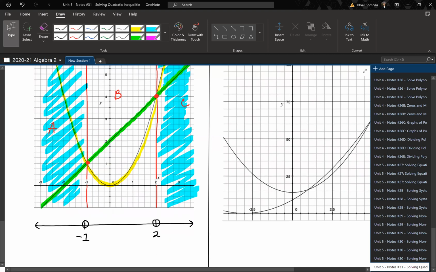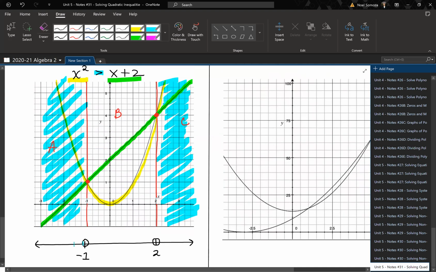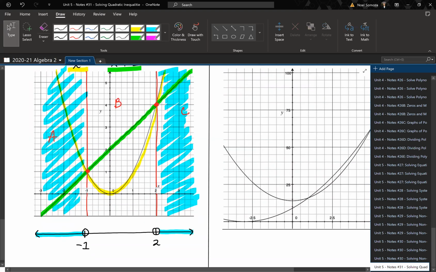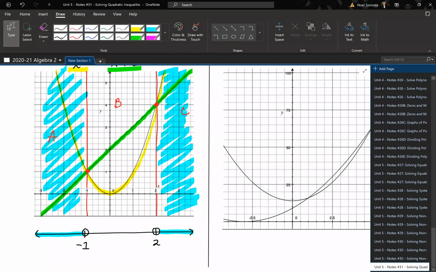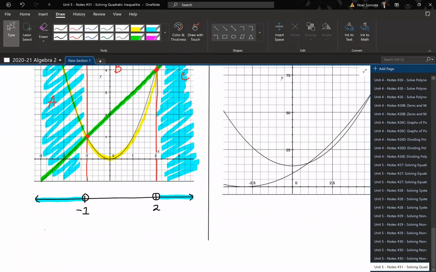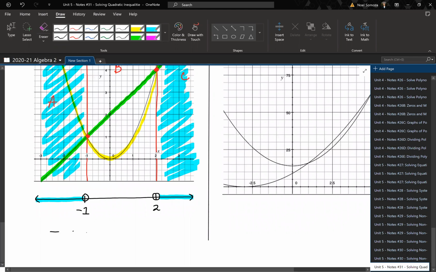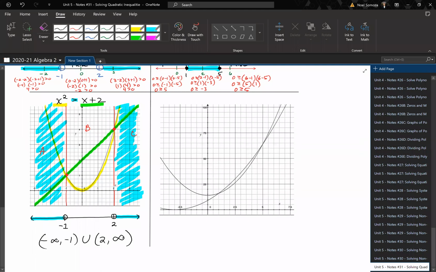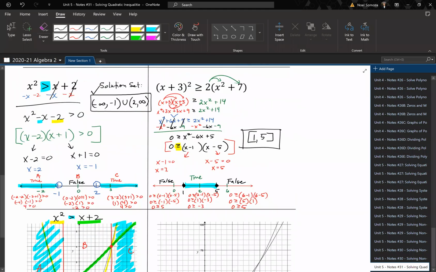Then this is where we can say, all right, then on the interval, everything to the left of -1, the parabola is greater than the line, and everything to the right of +2, the parabola is also greater than the line. So then the solution interval becomes the same. It's from -infinity to -1, union with 2 to infinity, right? It's the same interval set that we got when we solved algebraically, right?